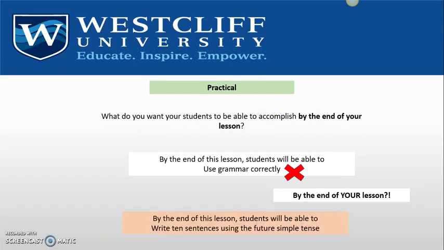So for example, by the end of this lesson, students will be able to write 10 sentences using the future simple tense. Okay, that's possible, right? If you taught a lesson on future simple tense, depending on the level of the learner, they should be able to write 10 sentences using it. That is a practical objective.